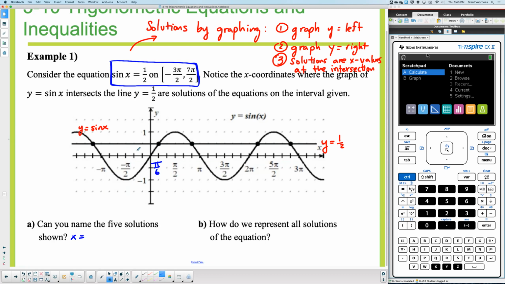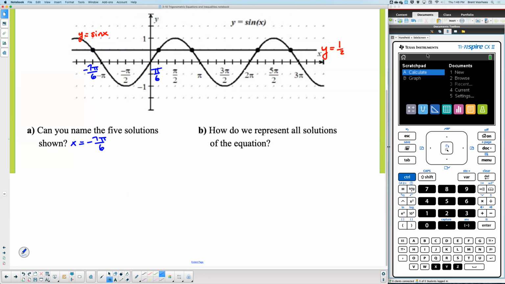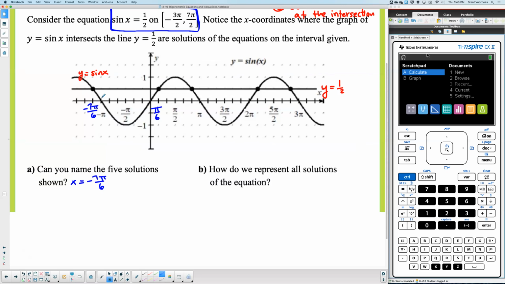So I'm going to start over on this answer. We'll go left to right. This answer is at negative 1, 2, 3, 4, 5, 6, 7. Negative 7 pi over 6 is our first solution. The second intersection, as I go left to right, occurred here at pi over 6. That was our second solution. Let's find our third. If that's 1, 2, 3, 4, 5 pi over 6, I'm getting another solution at 5 pi over 6.